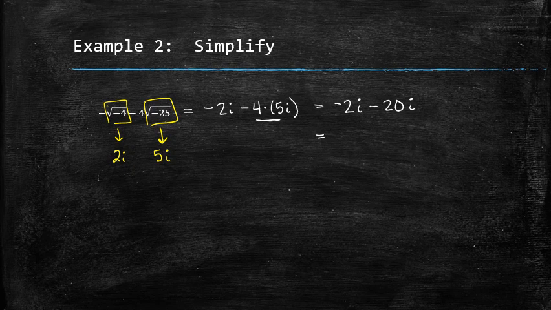Think of these as like terms, right? They both have the imaginary i with them, so we can add these together. Final answer is -22i.